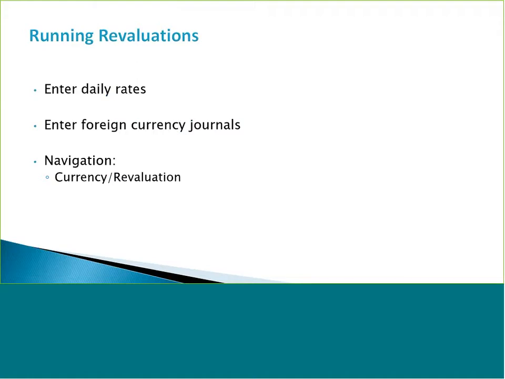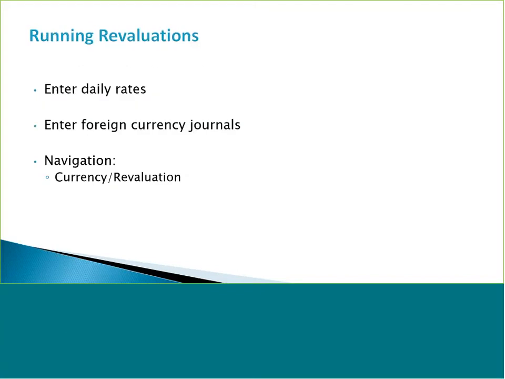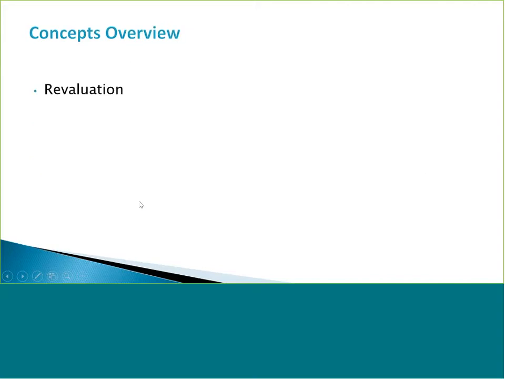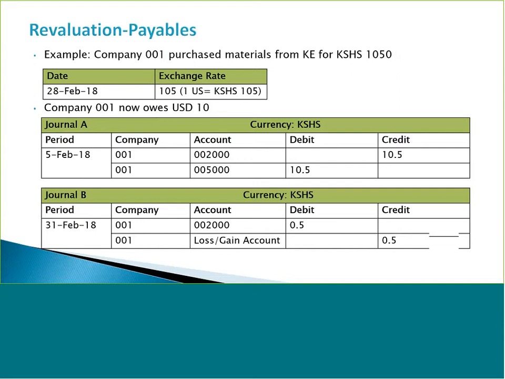Just a recap of what we did: we entered rates, and then we entered a foreign currency journal. We're doing revaluation for the payable side. So we entered this particular foreign currency journal using the exchange rate that is shown. And so what was left was doing the revaluation for the payable side. So let's go straight to the system and pick up from where we left.